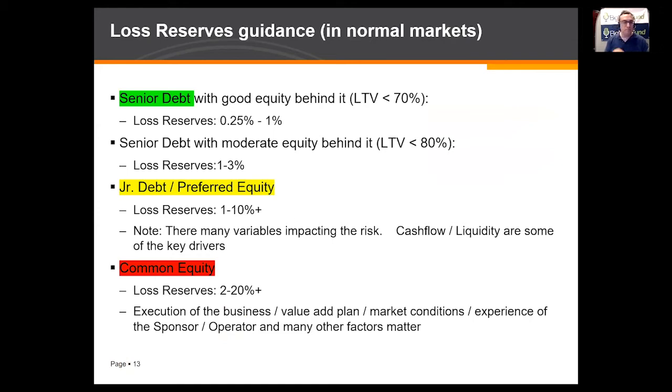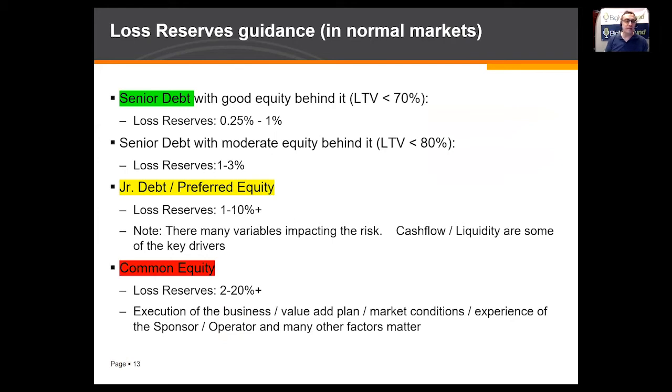So if you're investing in senior debt with good equity behind you, say loan to value ratio is below 70%, your loss reserves are low, say 0.25% to 1%. It's unlikely that you're going to get hit really hard in these types of projects. So if you're projecting to make, say, 9 to 10% return, you could adjust it down by, say, 1%. You can adjust it by 0.5%. There's no magic number. It's a range. It's probably 1% or less on these conservative projects.